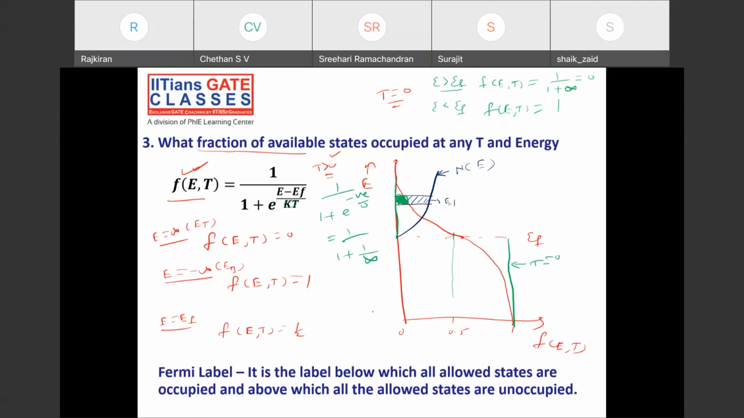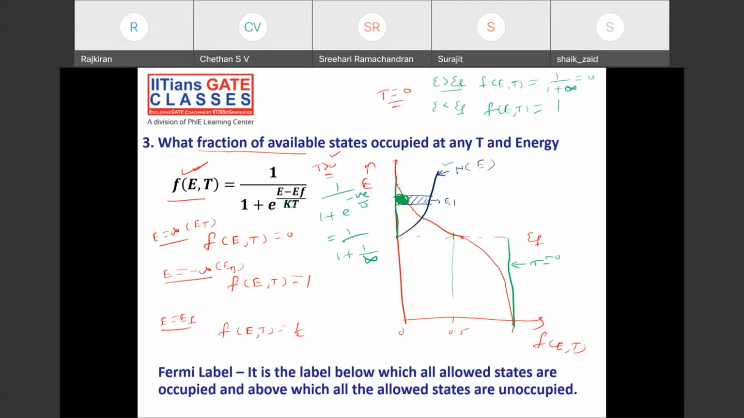If you multiply Ne by Fe, you will get the number of electrons available at E1 between dE. So this is my Ne, this is my Fe. If I multiply these two, you will get this green shade only, right?